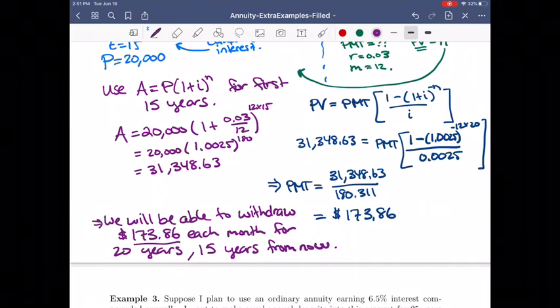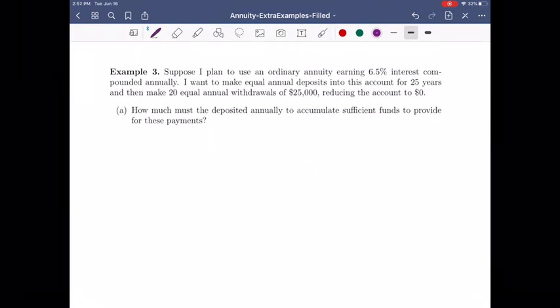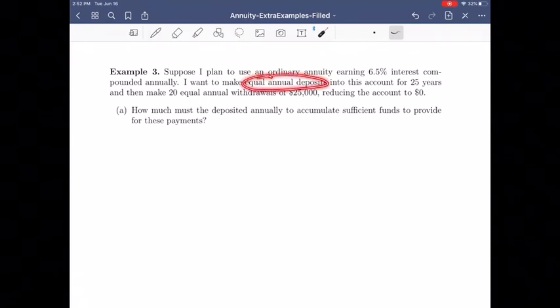So let's try one more. Okay, so I plan to use an ordinary annuity that earns 6.5% interest compounded annually, and I want to make equal annual deposits into this account for 25 years. I don't know what those deposits are. And then after that, I want to make 20 equal annual withdrawals of 25,000 to get me to 0.